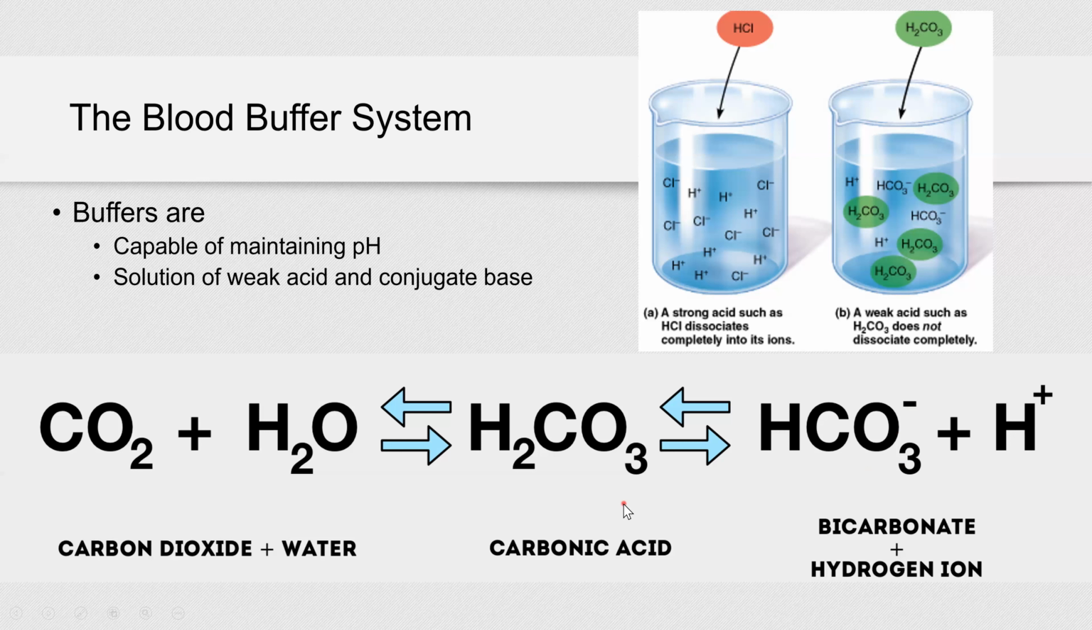So what you have in your blood, you have this whole system in your plasma. You have carbon dioxide, you obviously have water, and carbon dioxide reacts with water, forming this carbonic acid in your plasma. Inside your red blood cells, you even have an enzyme to catalyze this reaction. But you have carbonic acid in your plasma, you have bicarbonate, you have hydrogen ions. And you see those arrows, they show that this reaction can go in both directions.